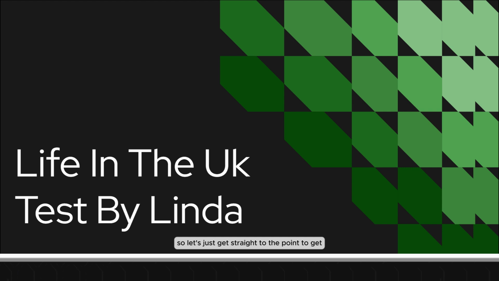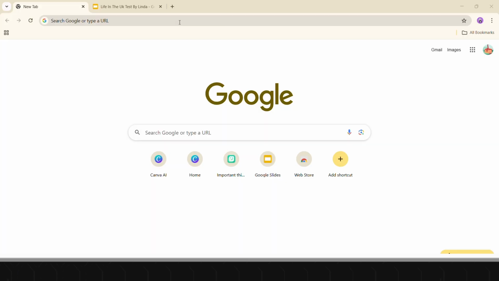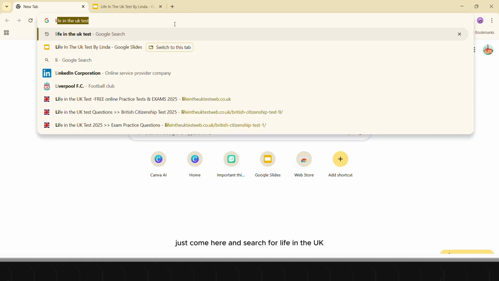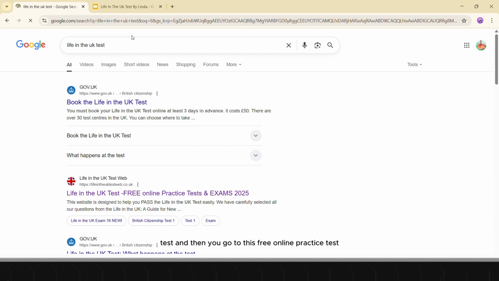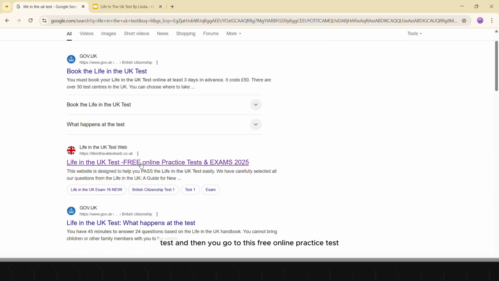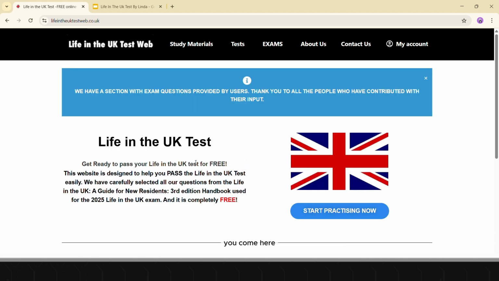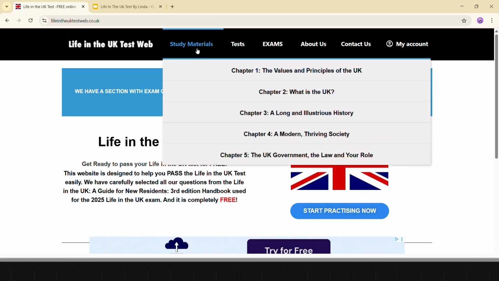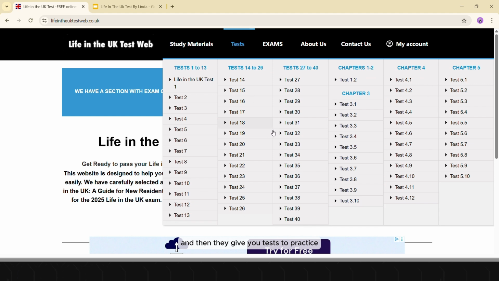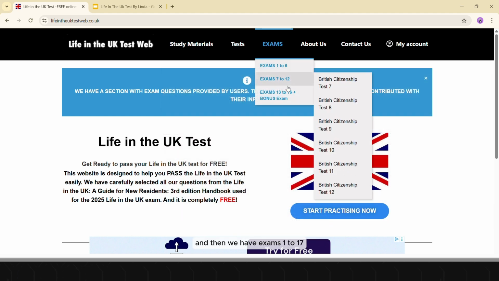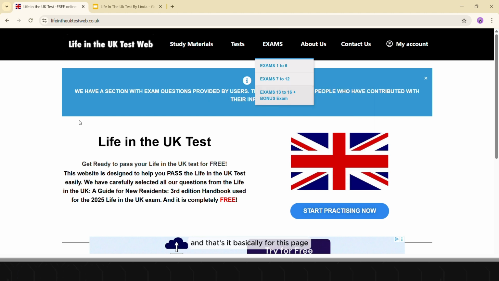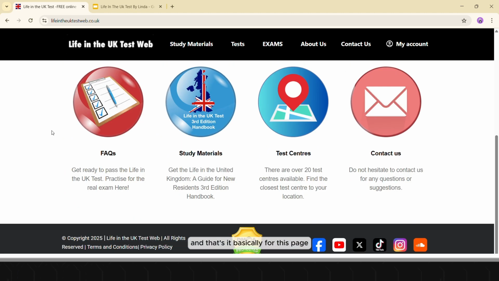So let's just get straight to the point. To get the exam questions, you just come here and search for Life in the UK test, and then you go to this free online practice test. This is the actual page, where you have study materials that you need to go through, and then they give you tests to practice, and then we have exams 1 to 17. That's it basically for this page.